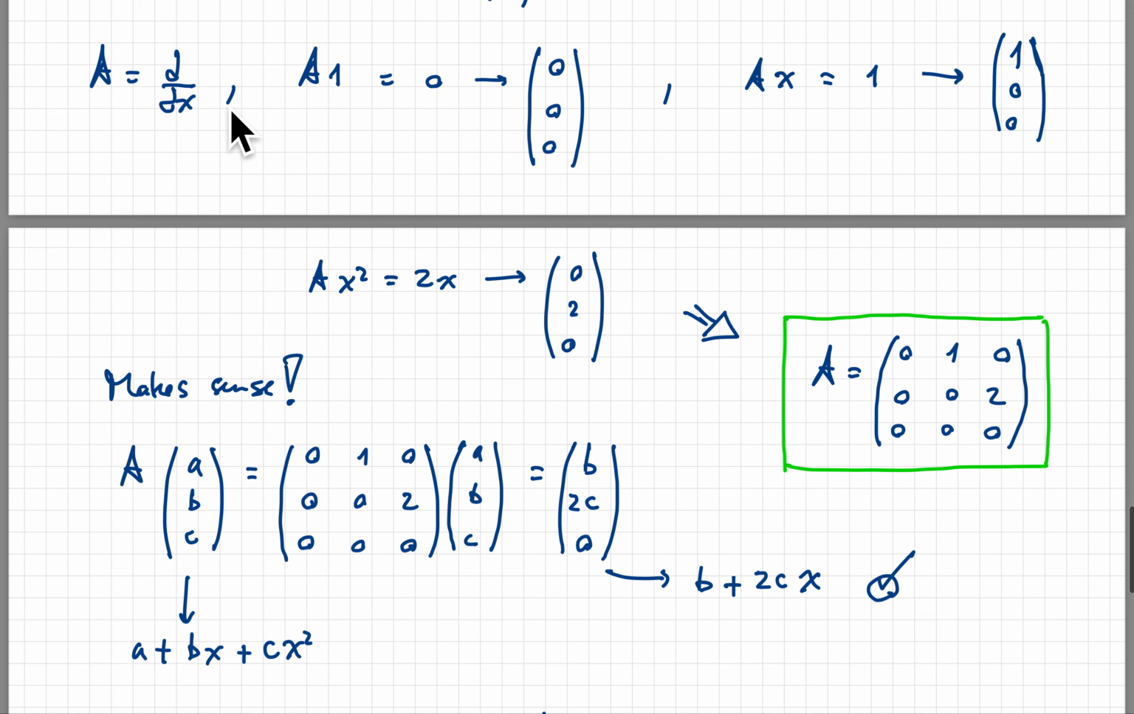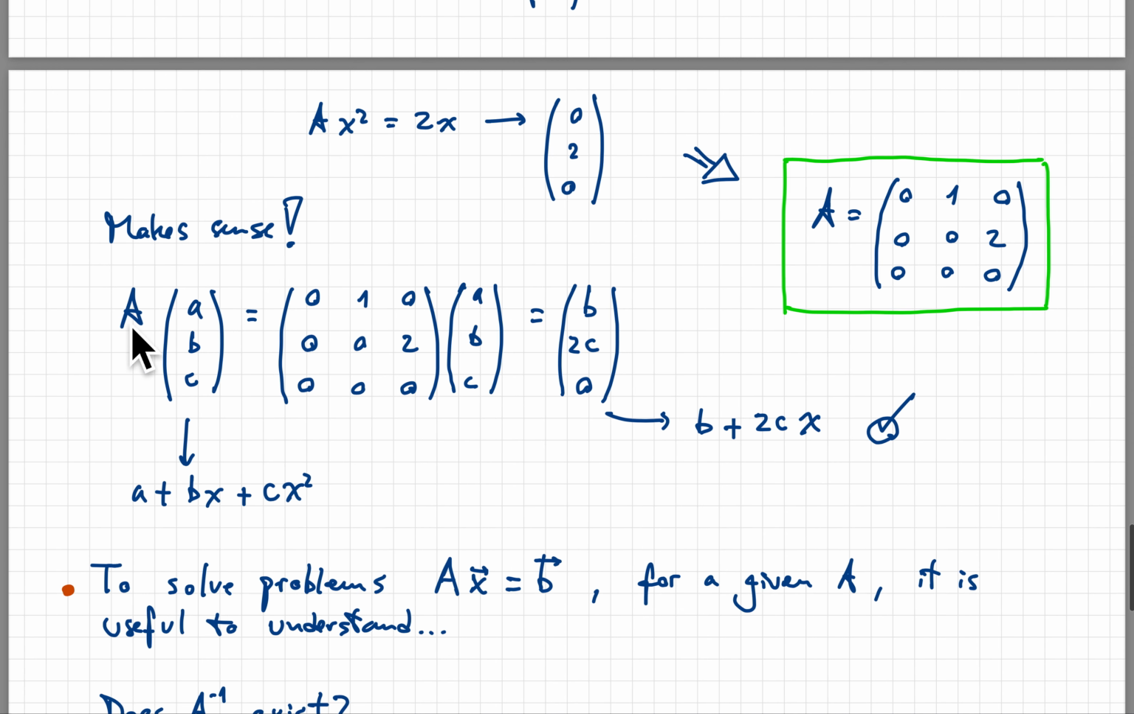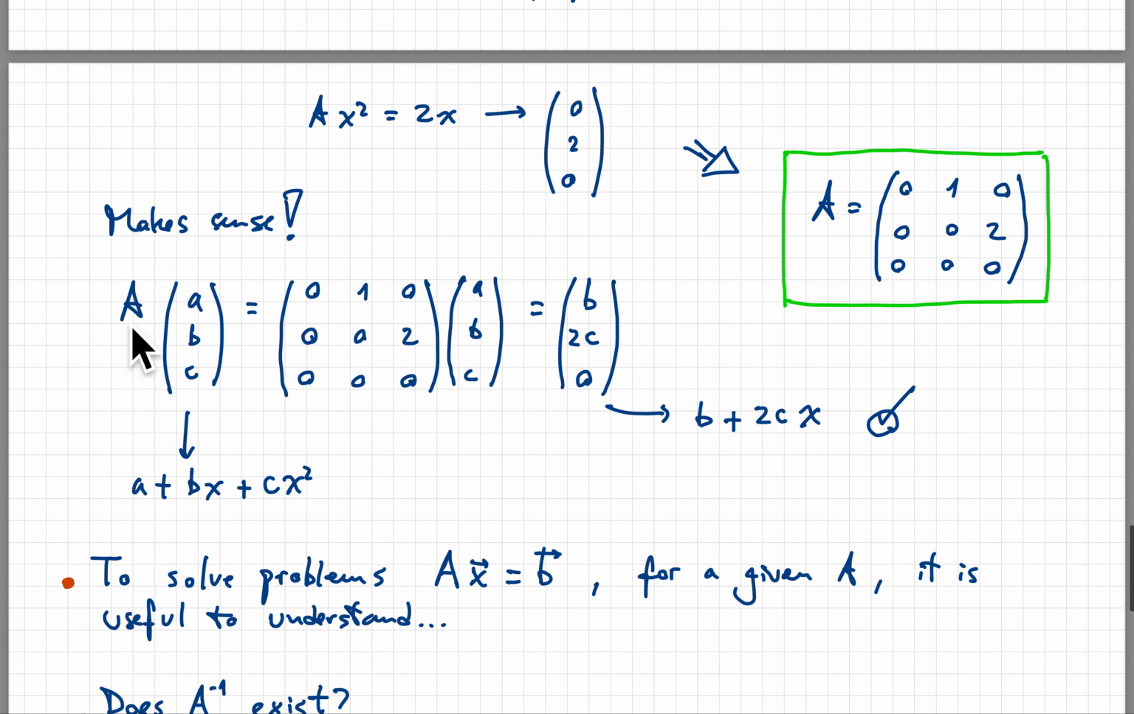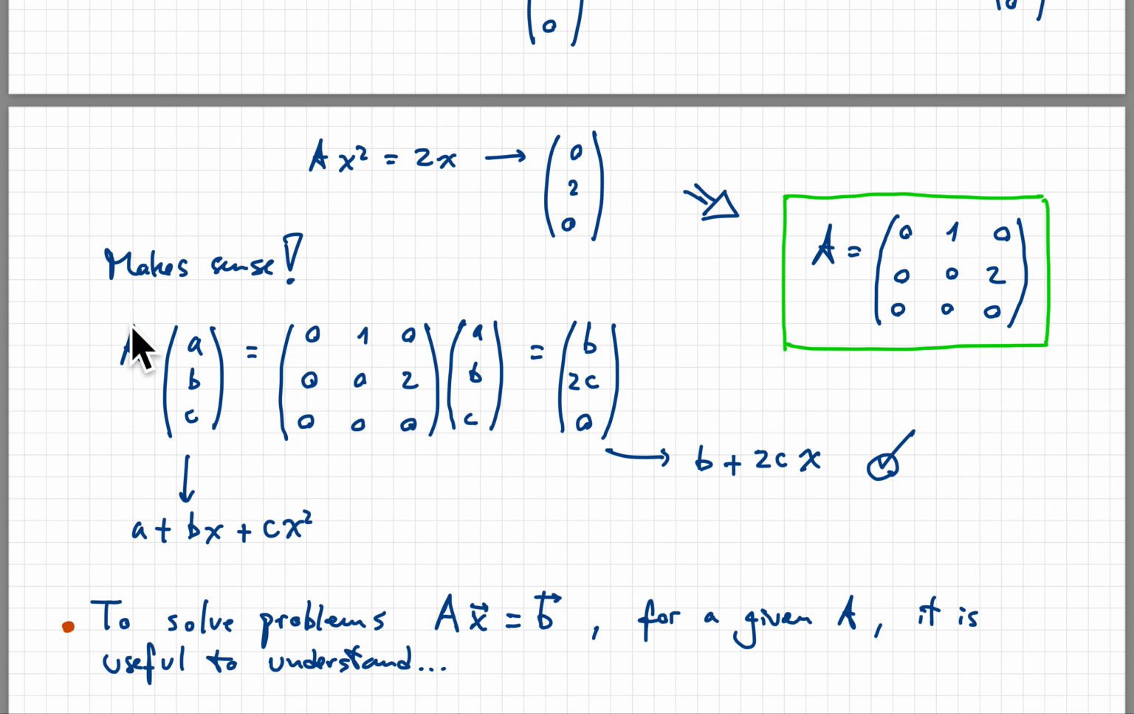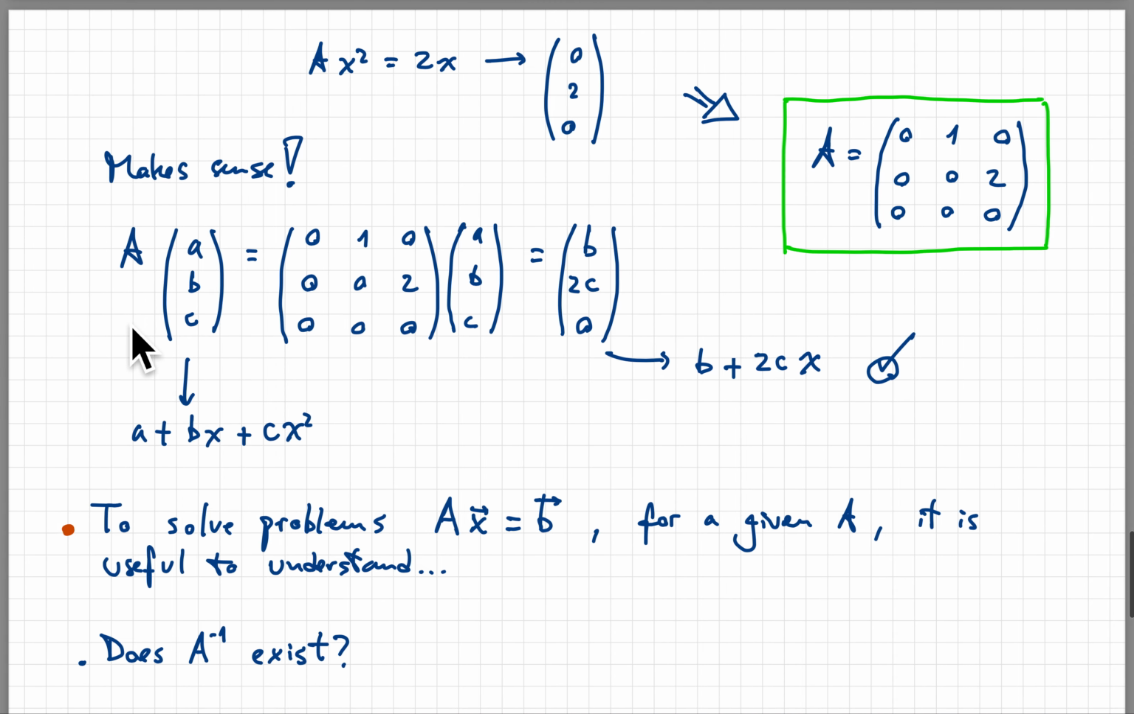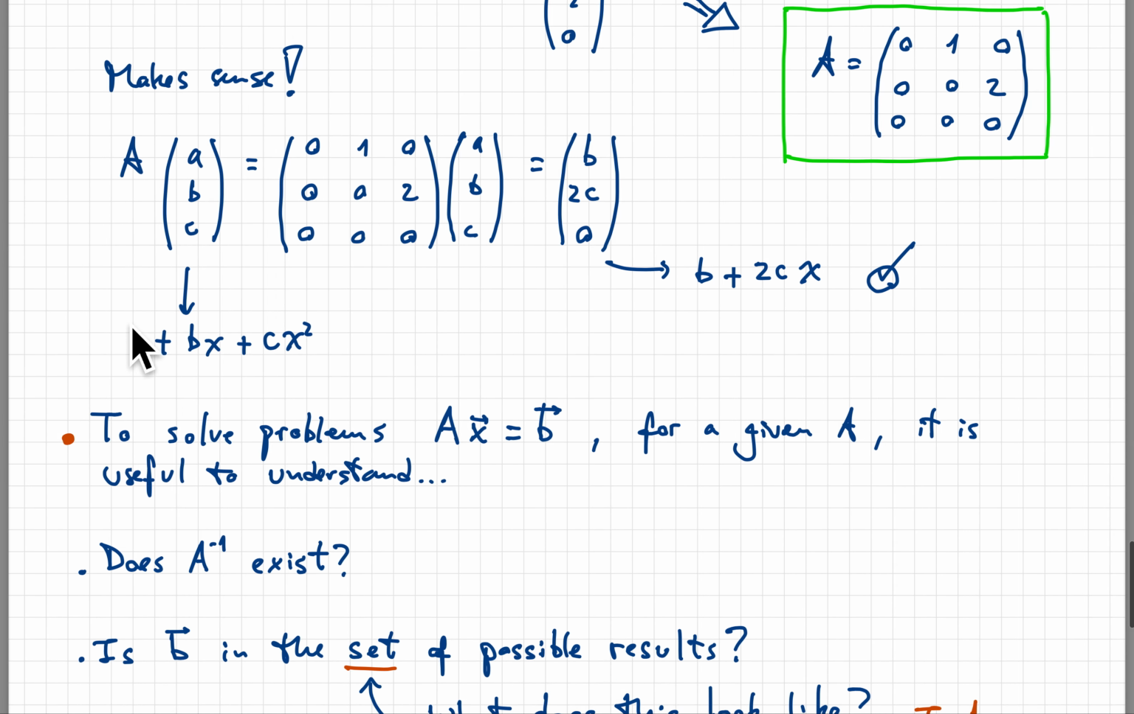Now, to solve problems, Ax equals b, for a given operator, whether the operator is a matrix or a differential operator, it's useful to understand other properties of operators, not just their matrix representation, but more general properties. One thing that we want to know for sure is, does the inverse of the operator exist? Can I put this operator on the other side of the equation?